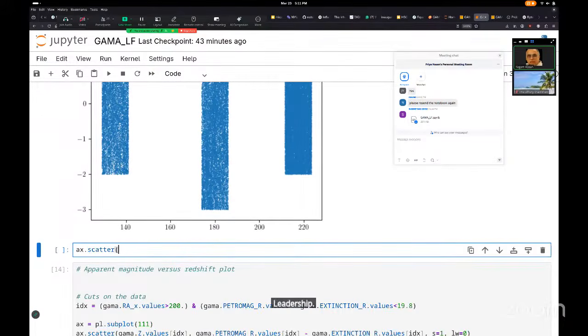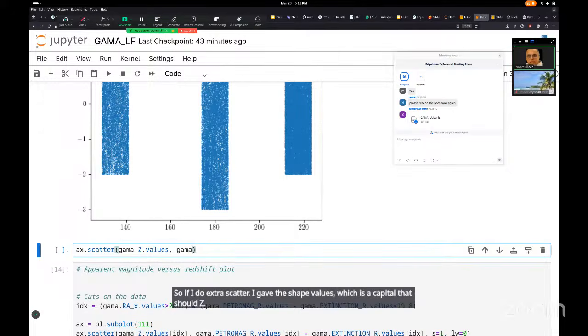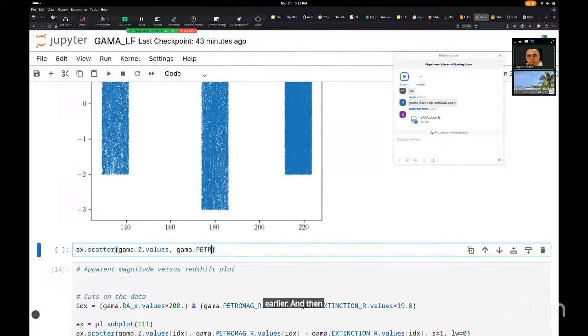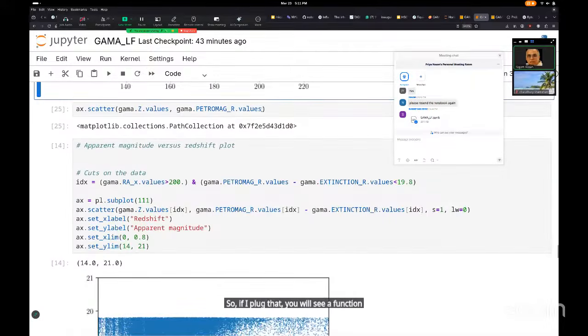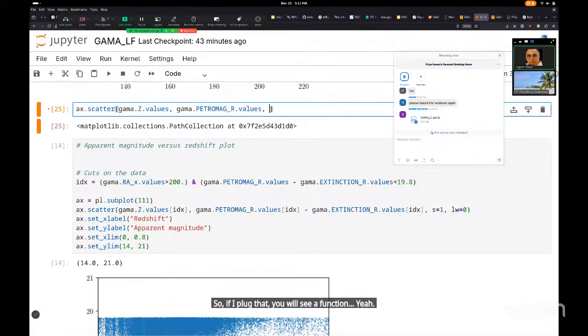Okay, so if I do ax.scatter, I take the redshift values, which is gama.Z values, and then gama.SPECTRO_MAG_R values. So if I plot that, you will see a function. Okay, that's great. Let's see. Let's go to 0.